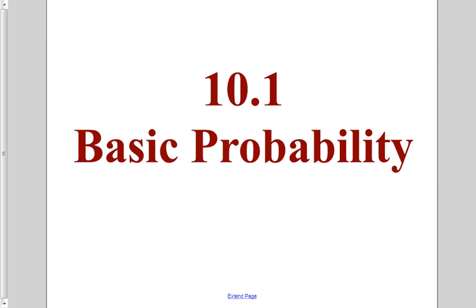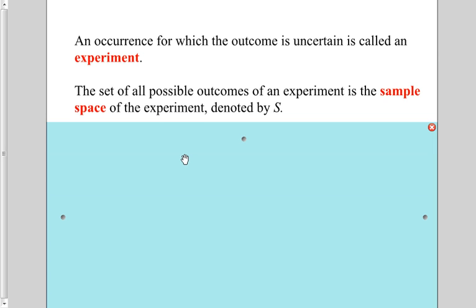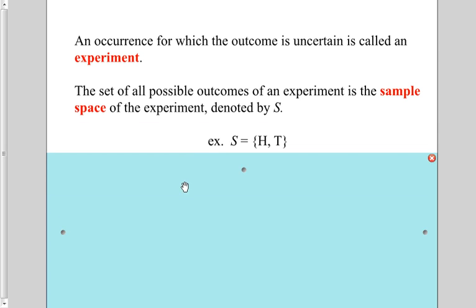Today's lesson, 10.1, Basic Probability. An occurrence for which the outcome is uncertain is called an experiment. The set of all possible outcomes of an experiment is the sample space of the experiment, denoted by capital S.